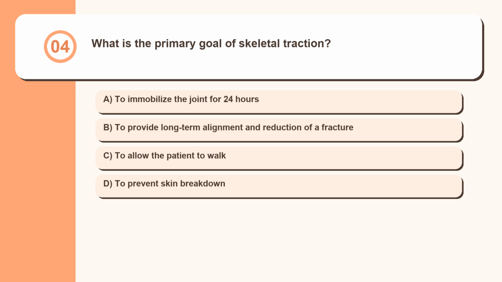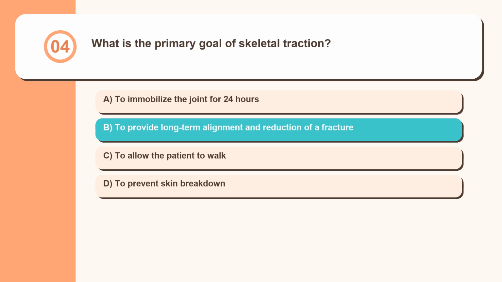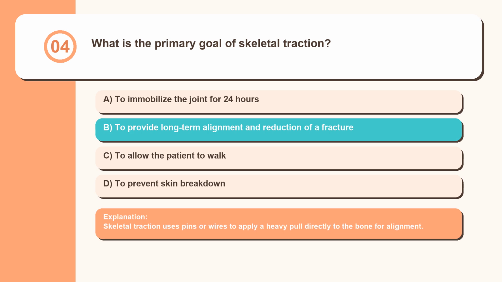Question 4. What is the primary goal of skeletal traction? To immobilize the joint for 24 hours. To provide long-term alignment and reduction of a fracture. To allow the patient to walk. To prevent skin breakdown. Skeletal traction uses pins or wires to apply a heavy pull directly to the bone for alignment.